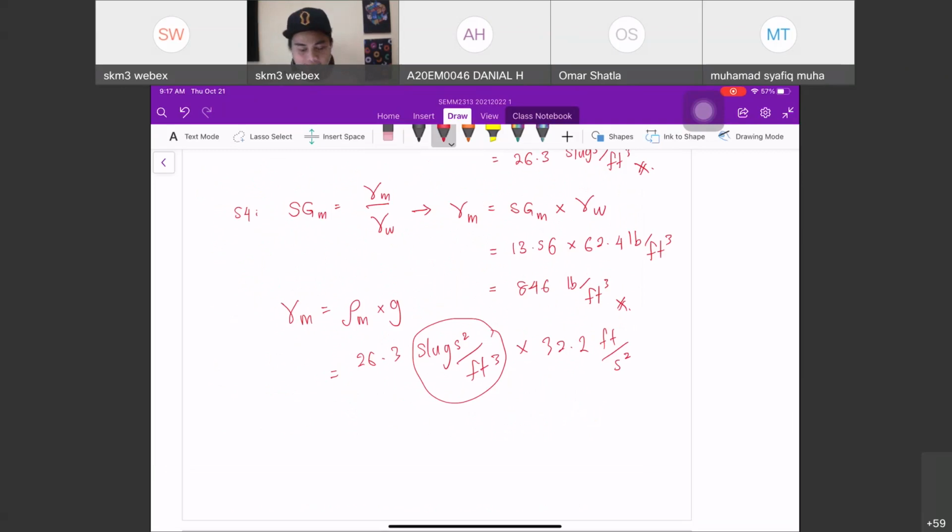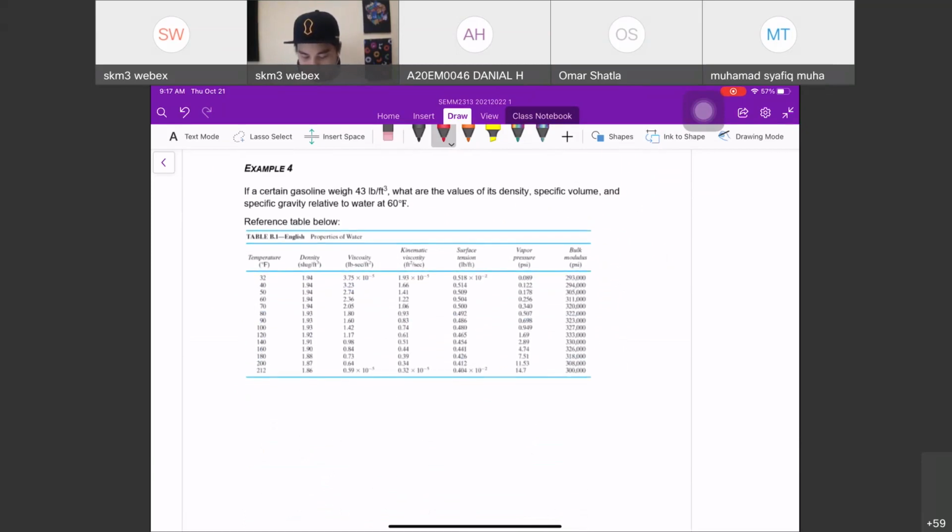Okay. Alright. Let's proceed to the next one. Example 4: if a certain gasoline weighs 43 pound per feet cubic, what is the value of its density, specific volume, and the specific gravity relative to the water? That means water is our reference now. So it is given here: 43 pound per feet cube.